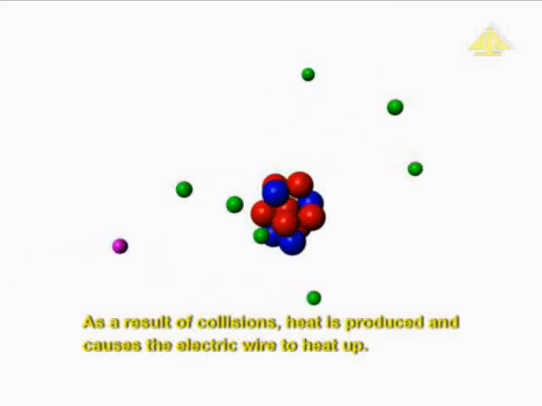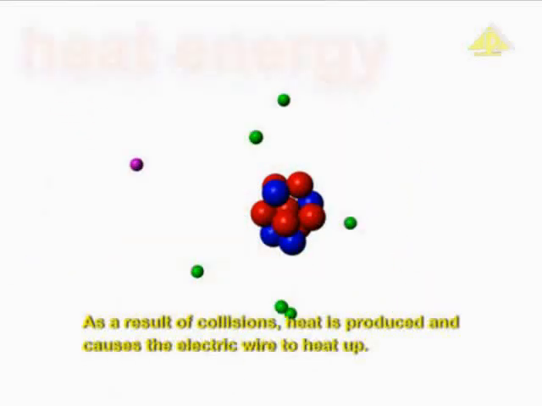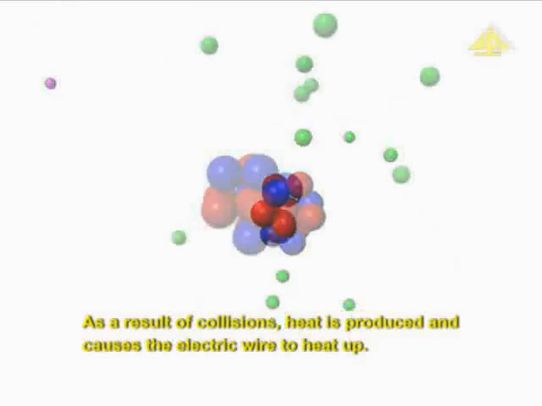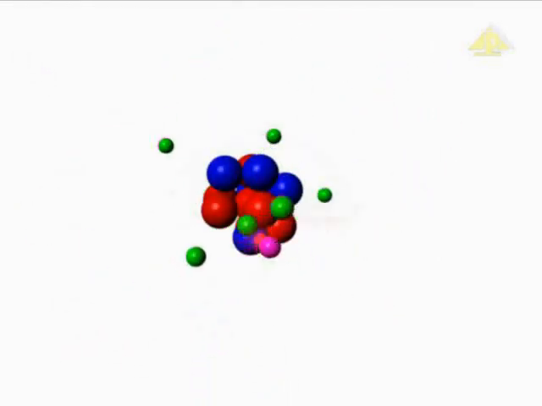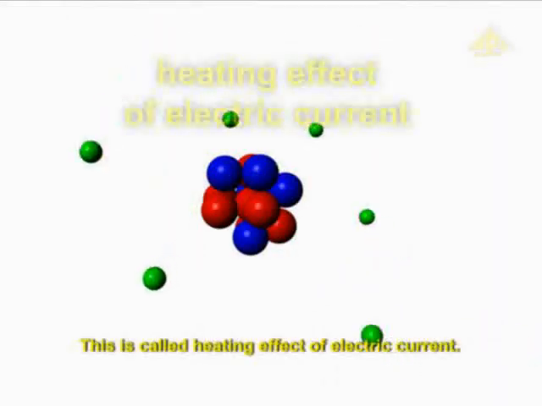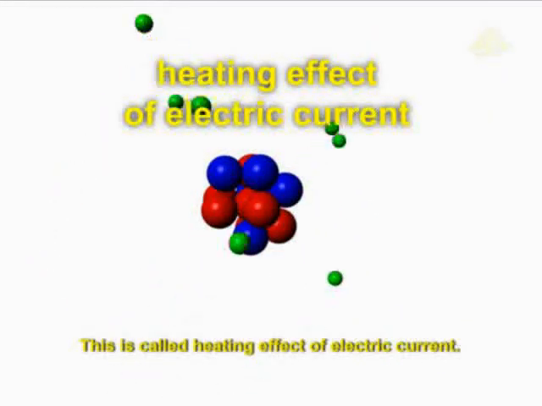As a result of collisions, heat is produced and causes the electric wire to heat up. This is called heating effect of electric current.